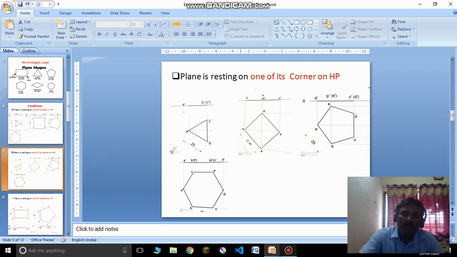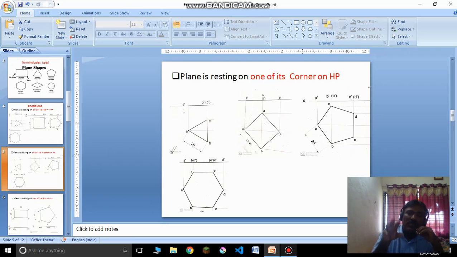If I take the example of a square lamina, this is the corner I want to rest. I have taken it on the left side, and the line joining this corner to the center is again parallel to the XY line, that is, parallel to both HP and VP. Similarly, for a hexagon, this is the corner I want to rest and the line joining it to the center is again parallel to the XY line. So this is how I can keep the object in the beginning before solving the problems.